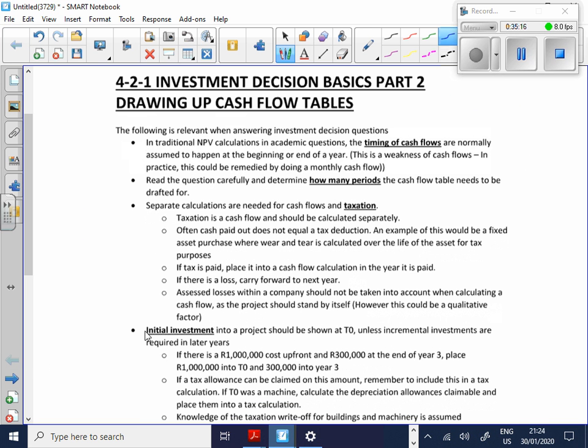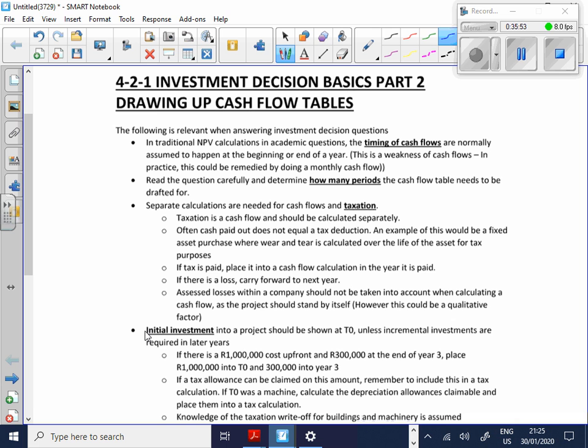Guys, it says separate calculations are needed for cash flows and tax. And I'm very interested in the way you approach this now. Is that okay? So I'm going to try to get your exam technique good today. It says tax is a cash flow and should be calculated separately. So what have I done by creating those three sections? I've created a space for myself to calculate tax separately. Often cash paid out does not equal a tax deduction. An example of this would be a fixed asset purchase where wear and tear is calculated over the life of the asset for tax purposes. So we're going to see how that works inside this question.